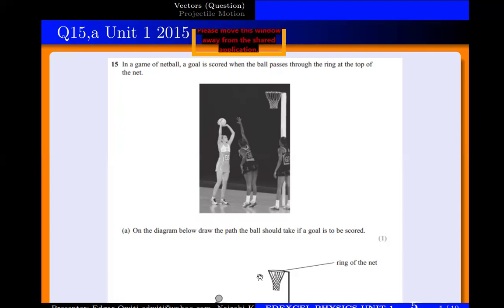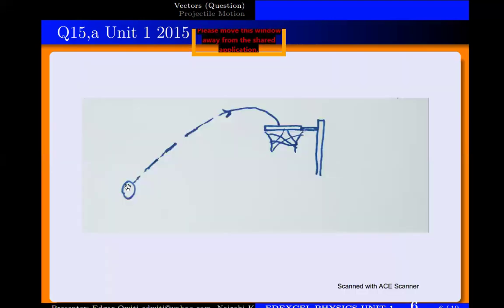So the answer that is expected should be something that looks like this, where the ball follows a curve. It is basically known as a parabolic curve, and then it goes through the center of the net, and that would mean that the goal is scored. So drawing that should earn you 1 mark.